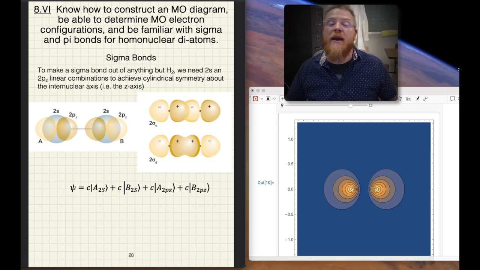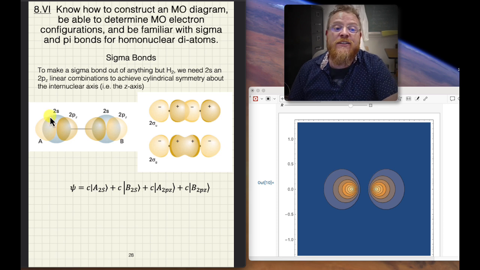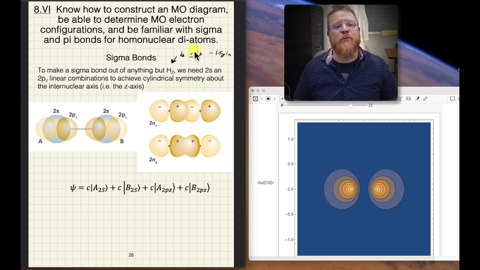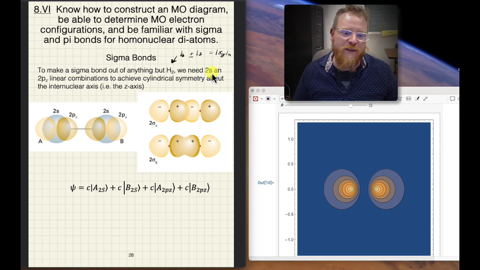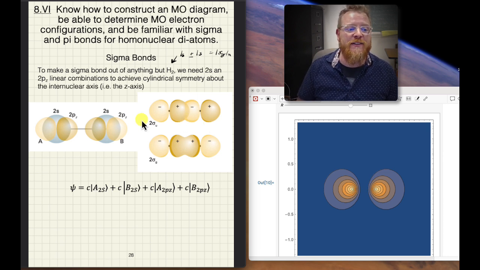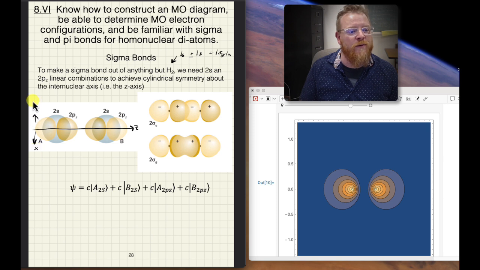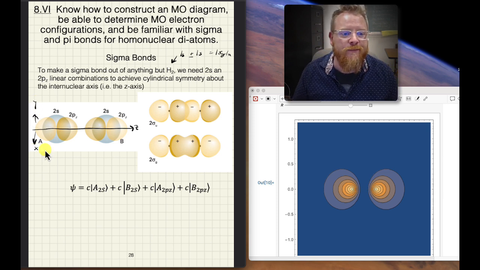So as noted, we can make a sigma bond out of 1s for H2 and H2 only, right? So we'll say H2 is a 1s plus 1s situation to make 1 sigma g, and I'll say 1s plus or minus 1s to make either 1 sigma g or 1 sigma u. With everything else, it's going to be some linear combination of 2s and 2pz, and specifically 2pz, because remember, we're defining the internuclear axis as the z-axis. So then the other dimensions are x and y on that scale.